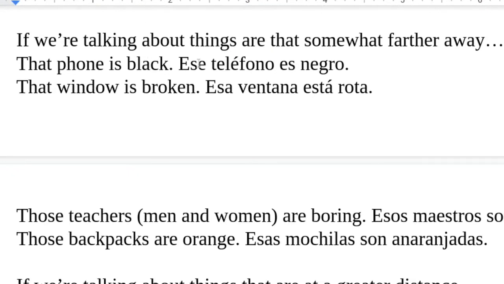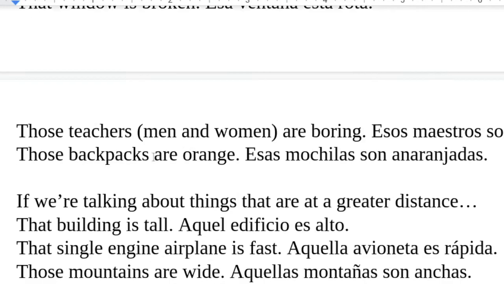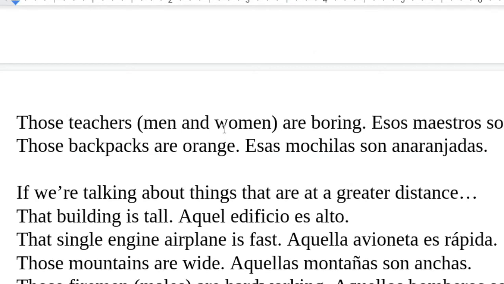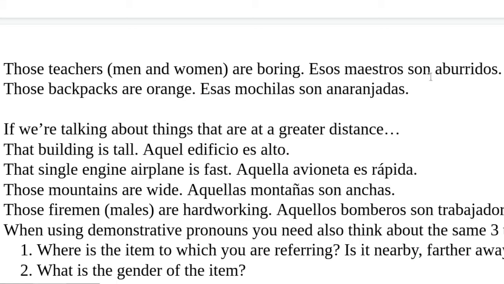So that phone is black would be ese teléfono es negro. That window is broken would be esa ventana está rota. Those teachers, a combination of men and women, are boring. So esos maestros or profesores son aburridos. And those backpacks are orange would be esas mochilas son anaranjadas. Just going to get everything to match up, basically.